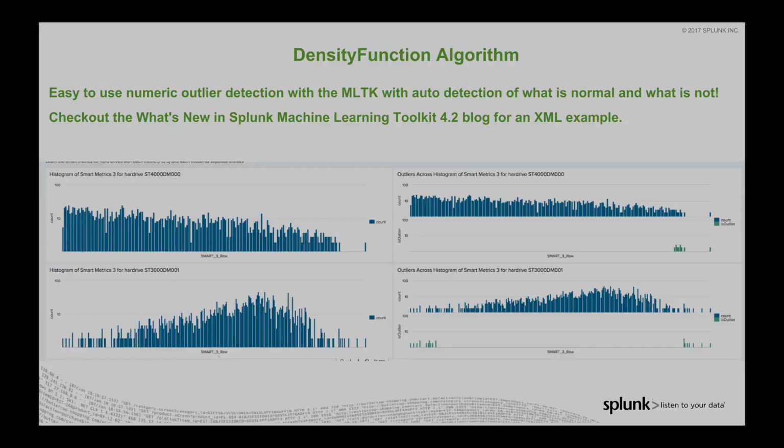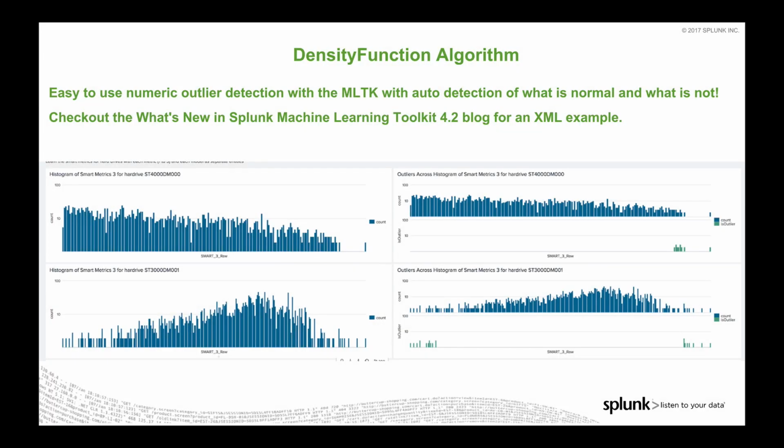So the first thing I want to dive into is the density function algorithm. It's really intended to be an easy-to-use numeric outlier detector with a bunch of auto features to be able to detect what is normal and what is not across all the different densities, the different observations in your data. Please check out the What's New in Machine Learning Toolkit blog 4.2 for an XML dashboard you can download.